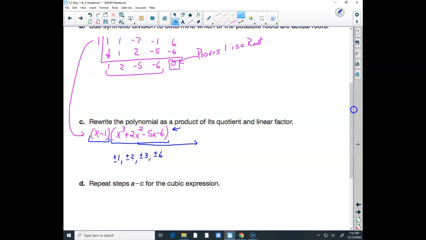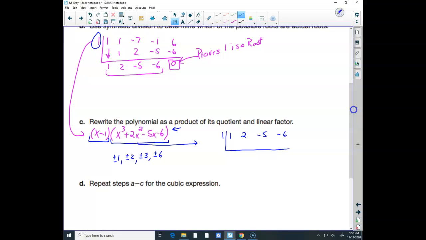Now, I would encourage you to try what just came out again, positive 1, because remember we have things that are called bouncers, which means I could have the same root more than once. So I'm going to try to synthetically divide 1 out again, okay? And I'm going to have a 1 and a 2 and a -5 and a -6.